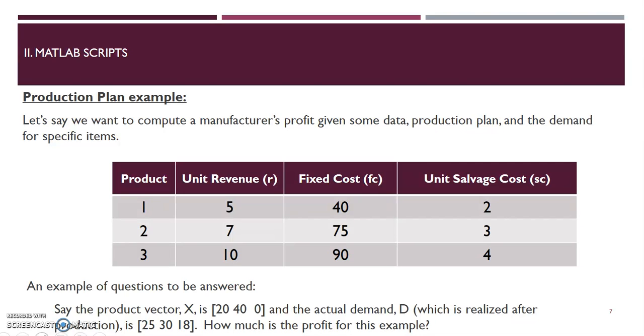So in production planning problems, it is common to answer questions like this. If I know my production volume, then how much is my profit for a given value of demand? In this example, the demand is actually a vector with 3 elements, which shows the demand for each of the products 1, 2, or 3. Let's use the variable d for the demand vector, and let's use the variable x for the production vector. Consider this example: if the production vector is 20, 40, and 0, and if the demand becomes 25, 30, and 18, then how much profit may you have made?